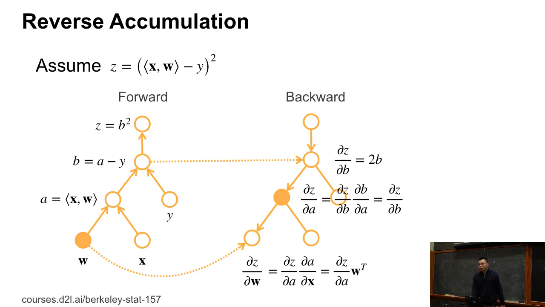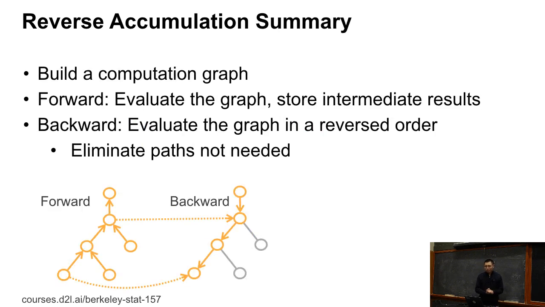OK, so next, a quick summary. How to do AD is that we first build a computation graph, then run a forward pass and save all the intermediate results, and then run the backward pass so we can evaluate the graph in the reverse order, and then replace each operator by the symbolic gradients of the forward pass operator.